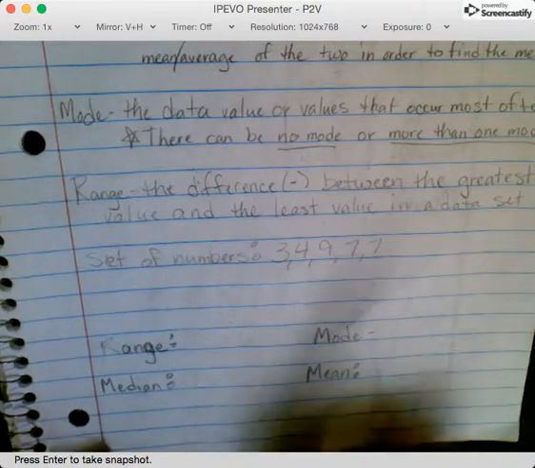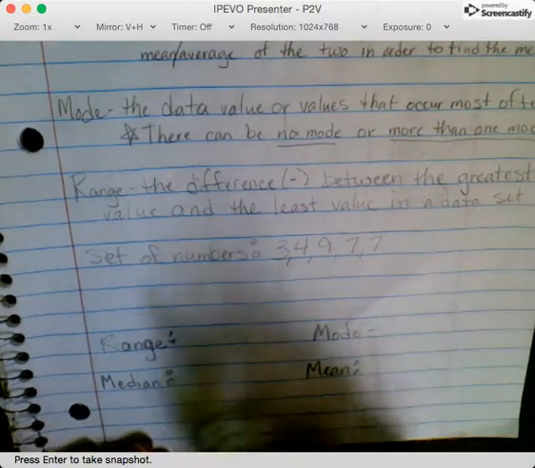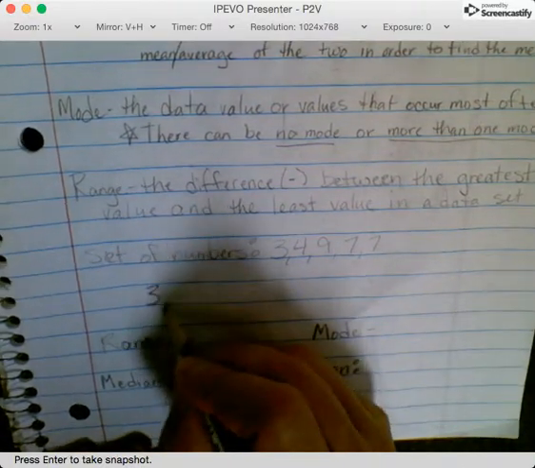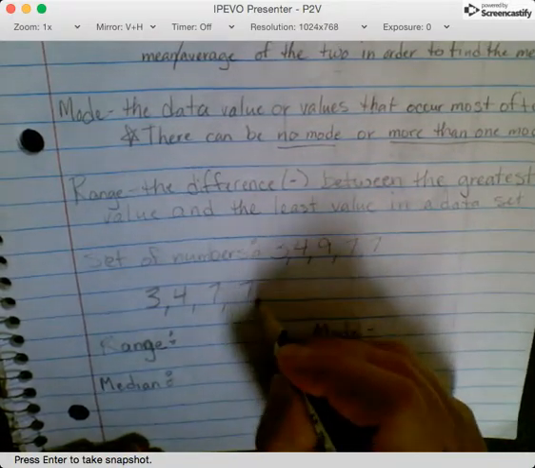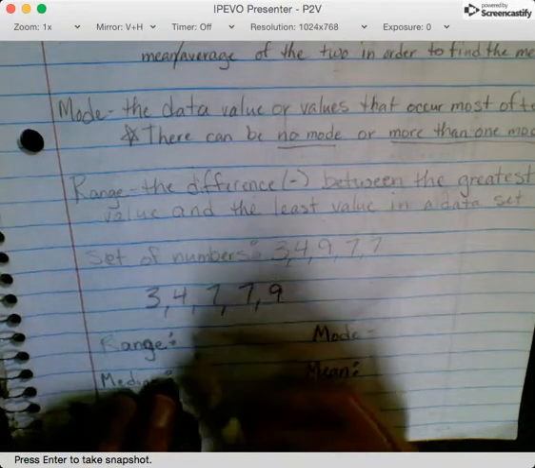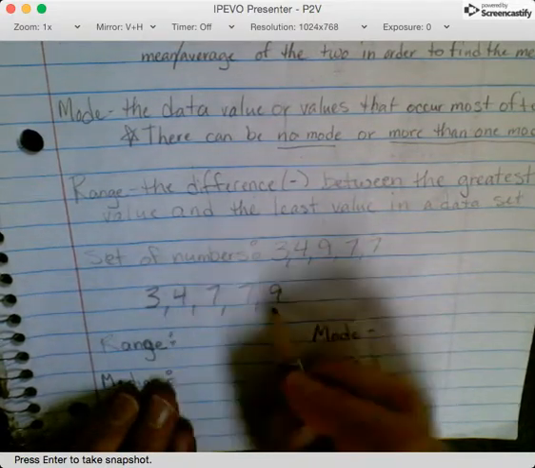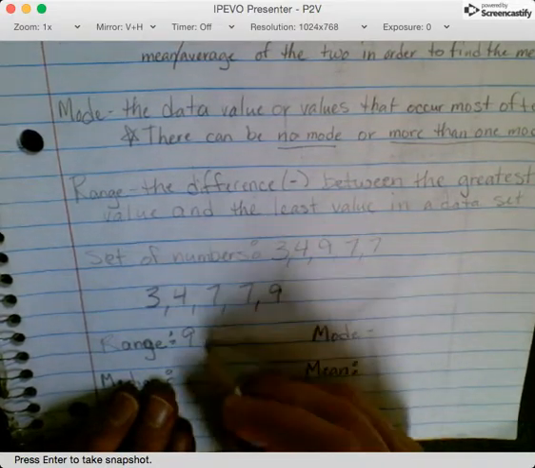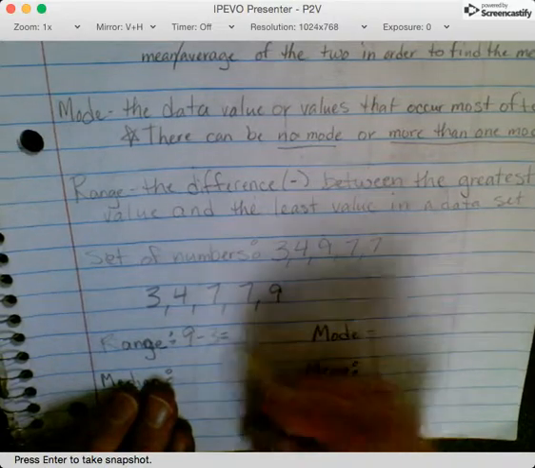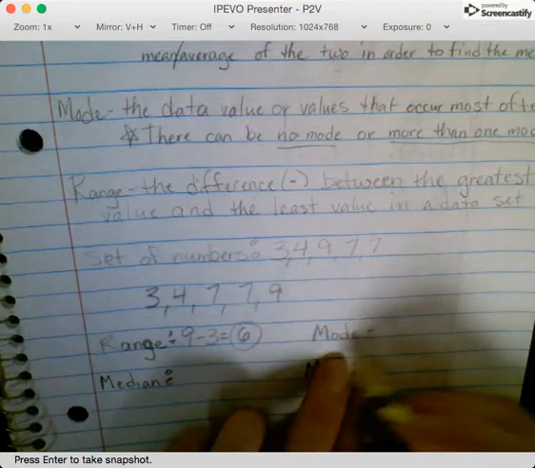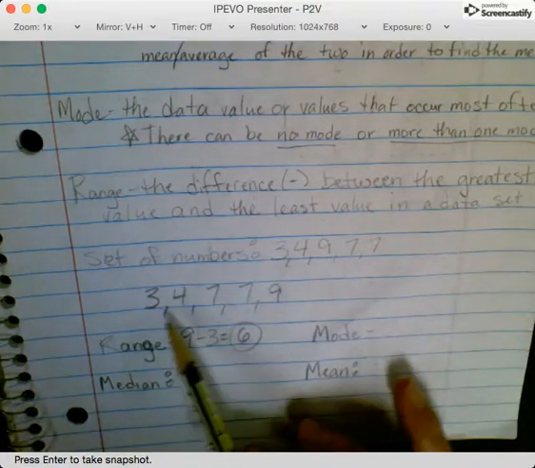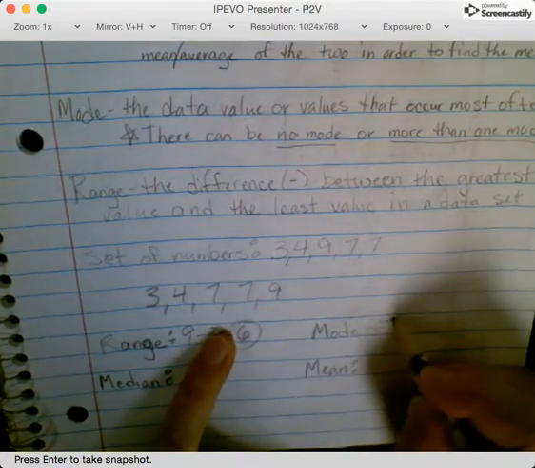First thing I want to do to find all of these values is write these in numerical order, so from smallest to largest, and that's my first thing. Then I can find my range. My biggest number is 9, smallest number is 3, so I subtract those. My range is 6. My mode is the number I see the most, which is 7.